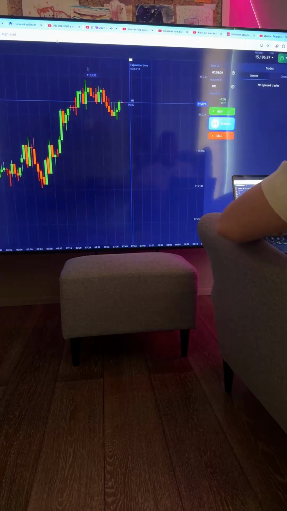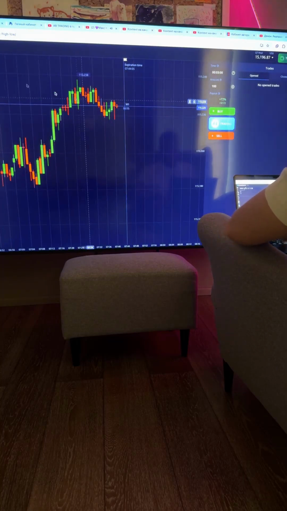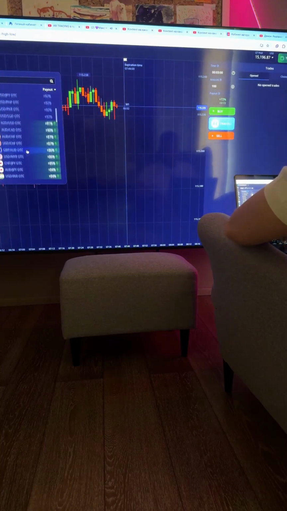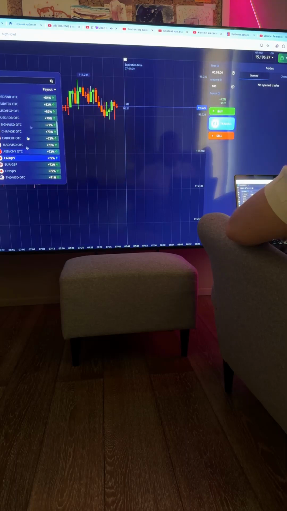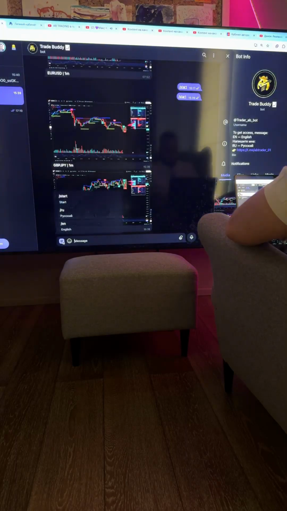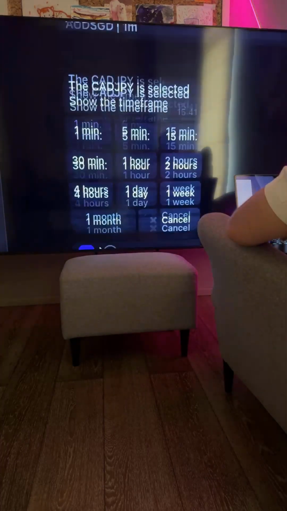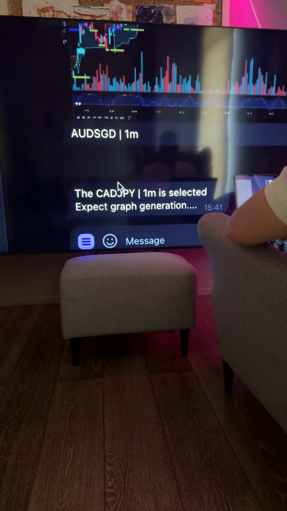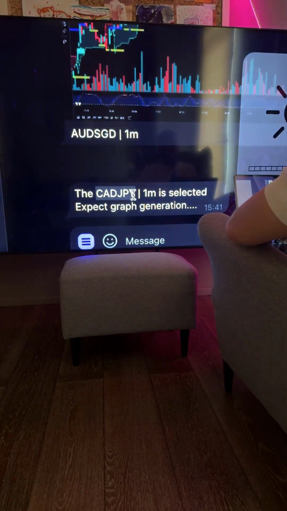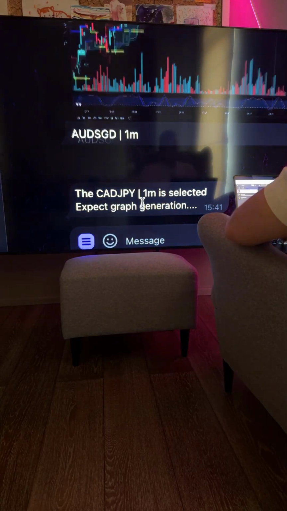I'm switching to the broker and choosing a currency pair. I already have the Canadian dollar and Japanese yen set up here. Let's check this currency pair with the bot. We've requested this currency pair on the bot and we're waiting for the bot to give us an answer on which direction we should open the trade.